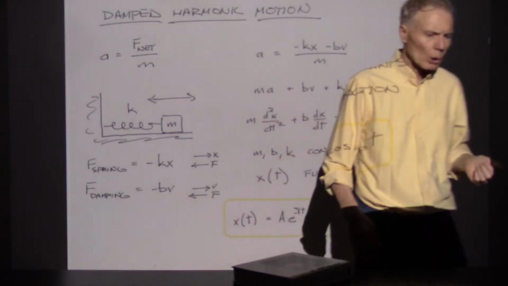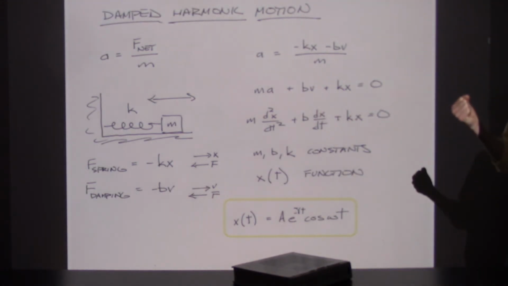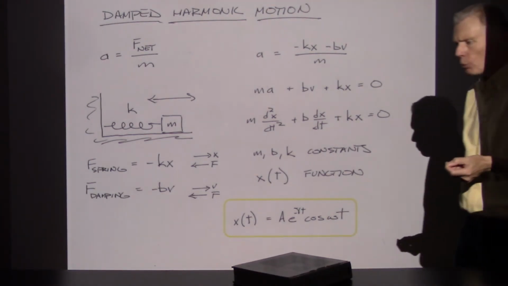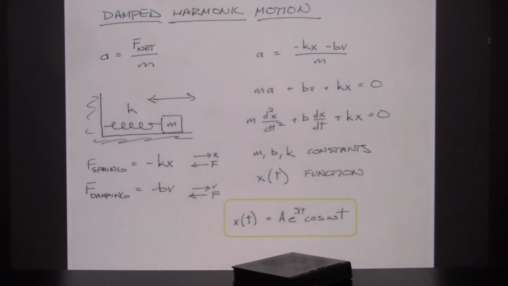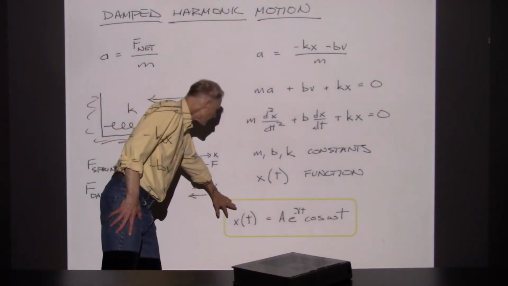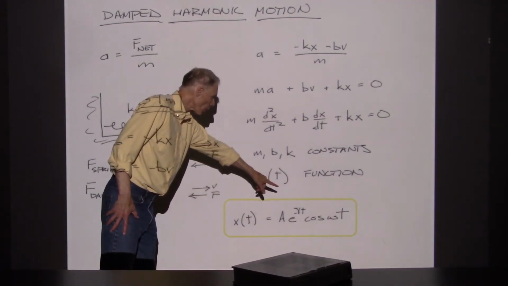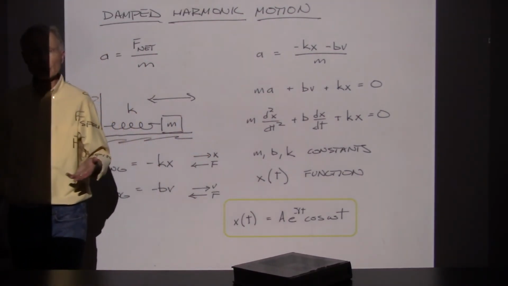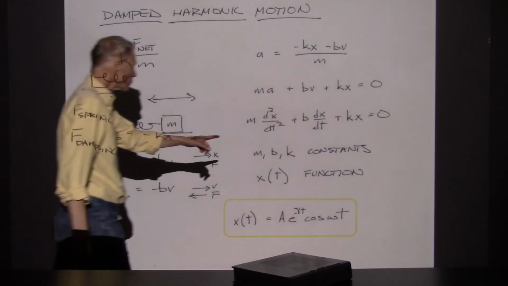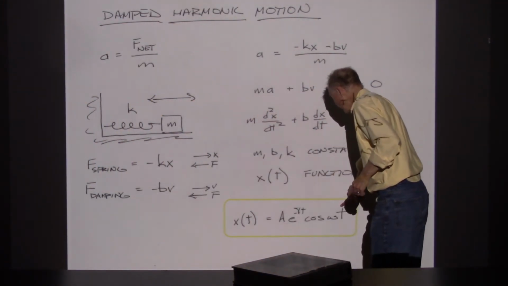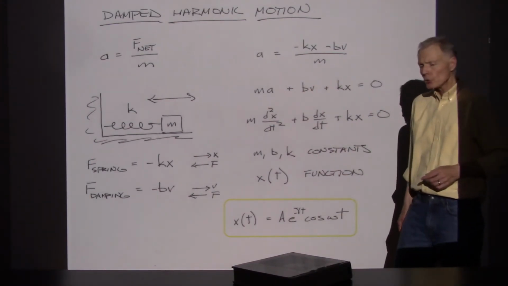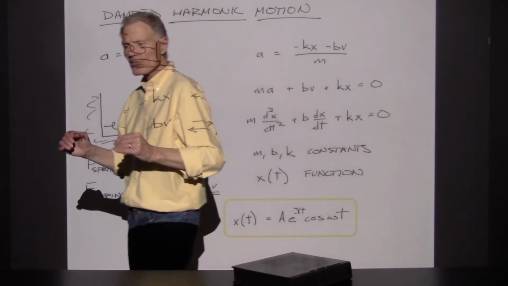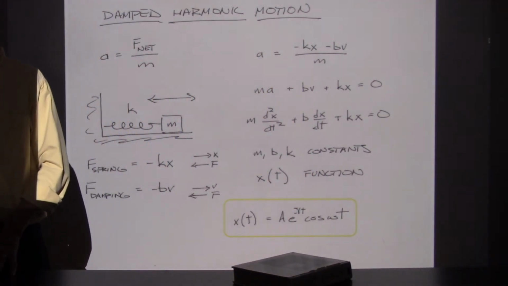The idea is it would be nice to have a function where if we pull the pendulum back or compress the spring and let go, at t equals 0 we are at the maximum amplitude and the velocity is 0. It turns out this function, when t is equal to 0, gives x equals A, because the cosine goes to 1 and the exponential goes to 1. So that function says x equals A at t equals 0.